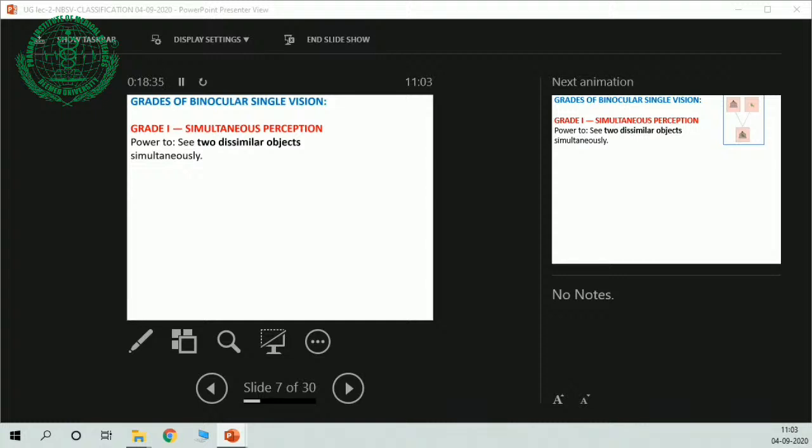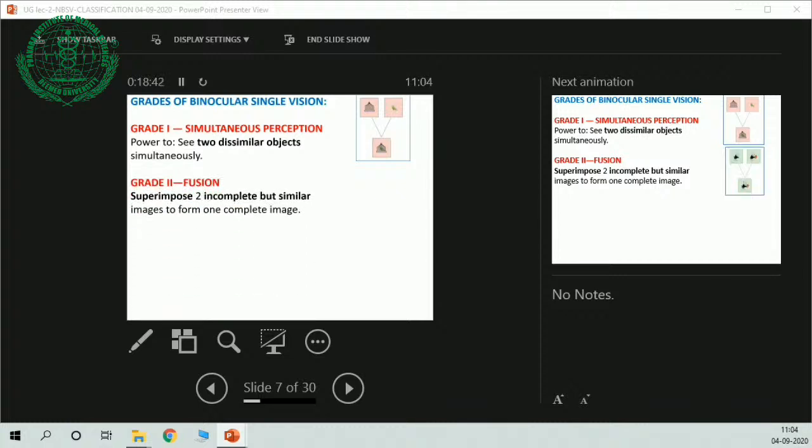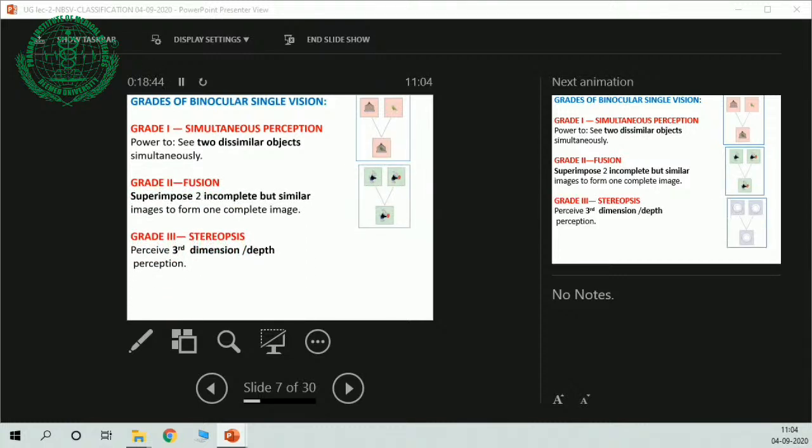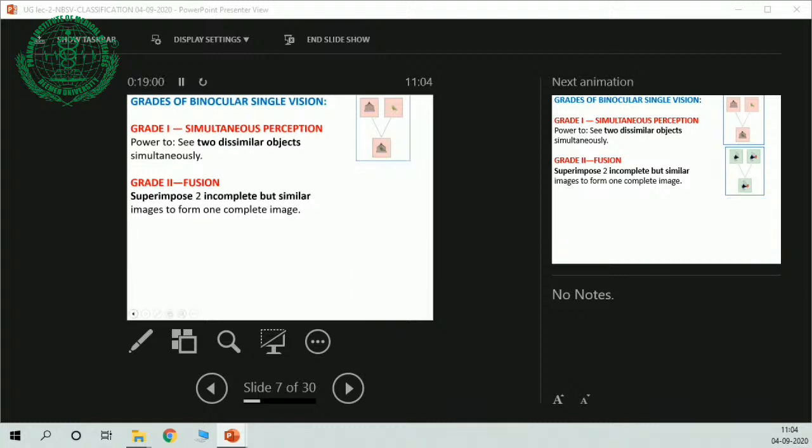There are three grades actually. Binocular single vision has three grades. What are they? One is simultaneous perception, another is fusion, and the third one is stereopsis. Now everything is focused immediately because this gives the differentiation. In simultaneous perception, what happens? You can see the first picture. In this picture, what you are observing is that the left eye is viewing the cage and the right eye a bird.